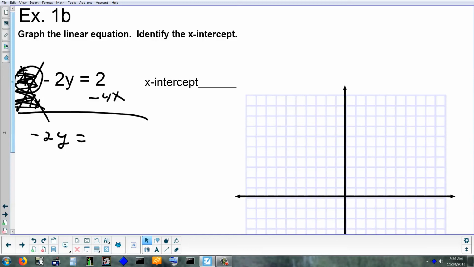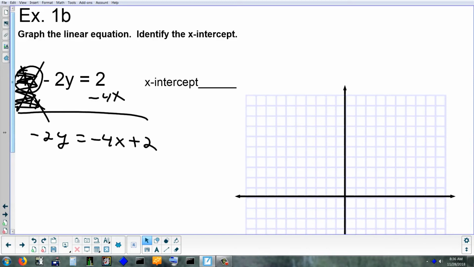Now, on the other side, I have 2 minus 4x, the way I have it written right there. Is that the order that I wanted it? No. I want the term with the x first. So anyone think they can tell me how to put the right-hand side in the correct order? You said? Negative 4x. Right? Negative 4x. Plus 2. And then plus 2.